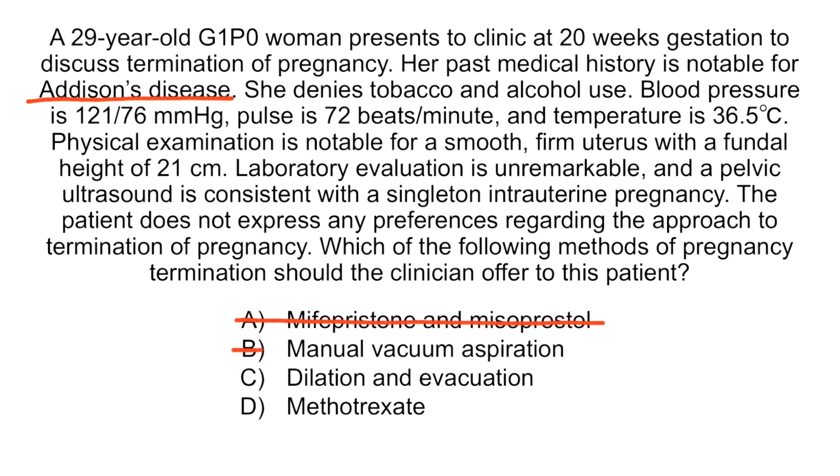Now, option B, manual vacuum aspiration, is an appropriate method of terminating a first trimester pregnancy, but not a second trimester pregnancy. Now, lastly, option D, methotrexate, is incorrect because methotrexate is used in treatment of ectopic pregnancies, not intrauterine pregnancies. And also, methotrexate isn't used as a primary means of terminating a pregnancy in the second trimester. Remember, methotrexate is really in the first trimester. So again, the correct answer here for this patient in their second trimester and a history of Addison's disease, the correct answer is C, dilation and evacuation.